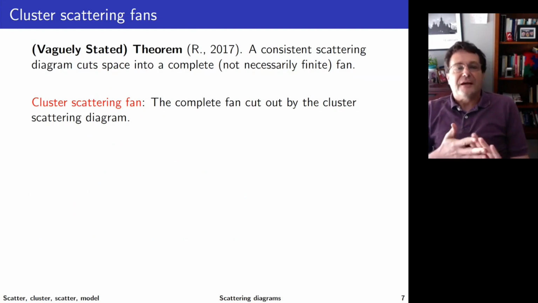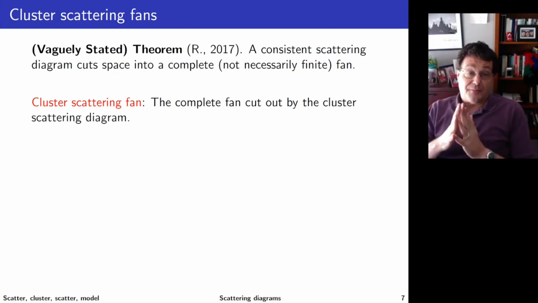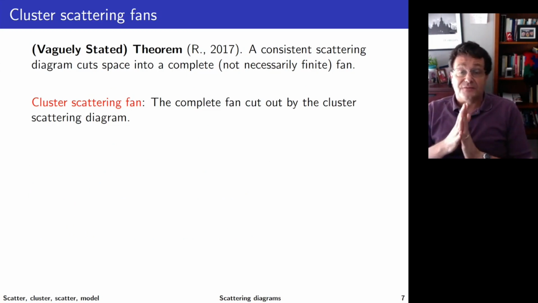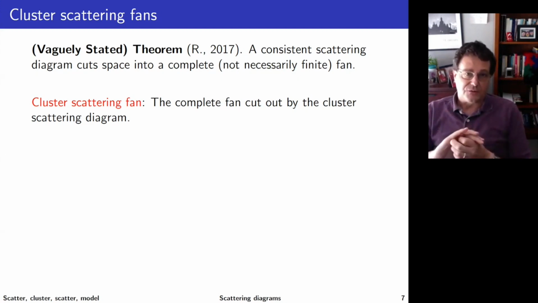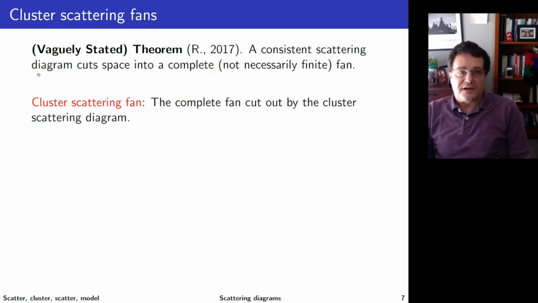Okay, so, a vaguely stated theorem. If you have a consistent scattering diagram, then it cuts space into a complete fan, but not necessarily a finite fan. You can make the definition of a fan, and we usually want to say that's a finite collection of cones that intersect nicely. But you can take away that requirement of finiteness, and that's the kind of fan that we get. And the reason this is a vaguely stated theorem is because, what does cut space mean?